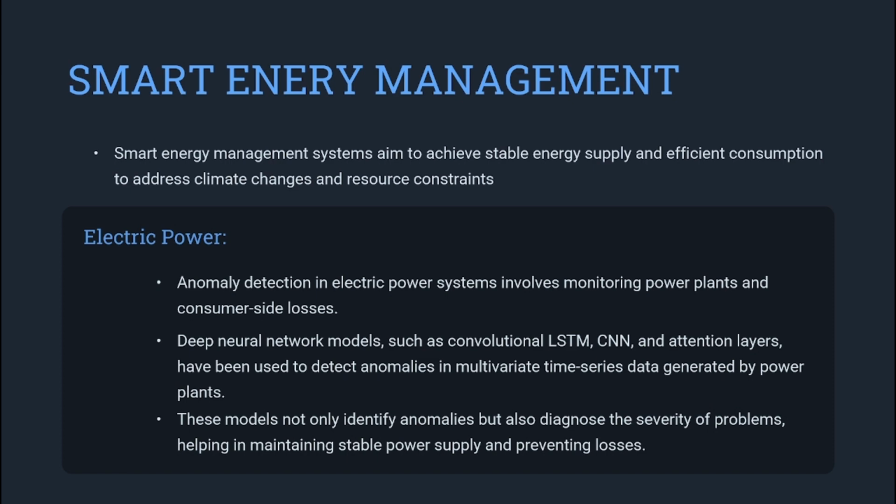Anomaly detection in electric power systems involves monitoring power plants and consumer-side losses. Deep neural network models such as convolutional LSTM, CNN, and attention layers have been used to detect anomalies in multivariate time series data generated by power plants. These models not only identify anomalies but also diagnose the severity of problems, helping in maintaining stable power supply and preventing losses.